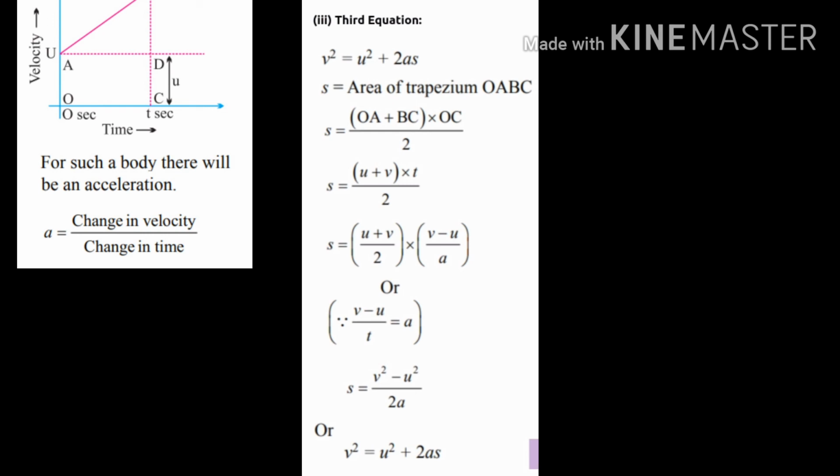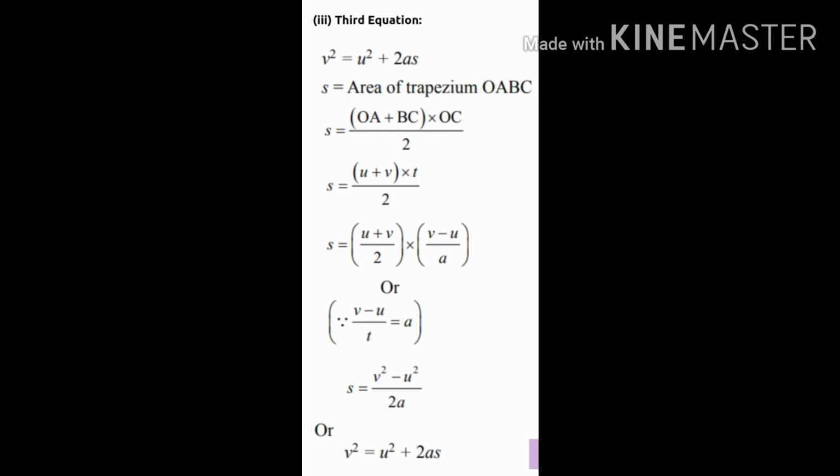And after that we have utilized that portion, (u plus v) by 2, which came out from the average speed, and in place of t we have used (v minus u) by a, which came from the first equation of motion, that v is equal to u plus at. So finally, we get v squared is equal to u squared plus twice as. This is the last.